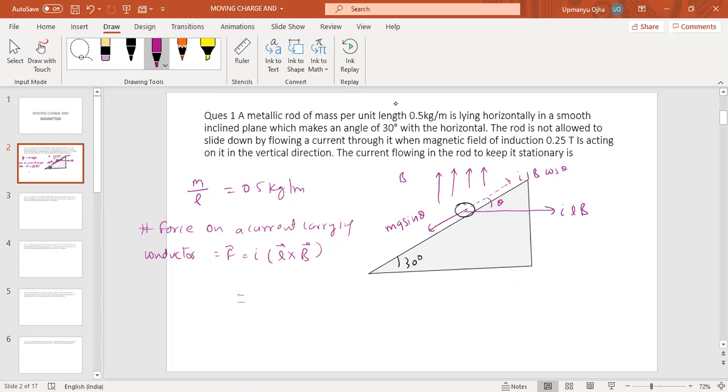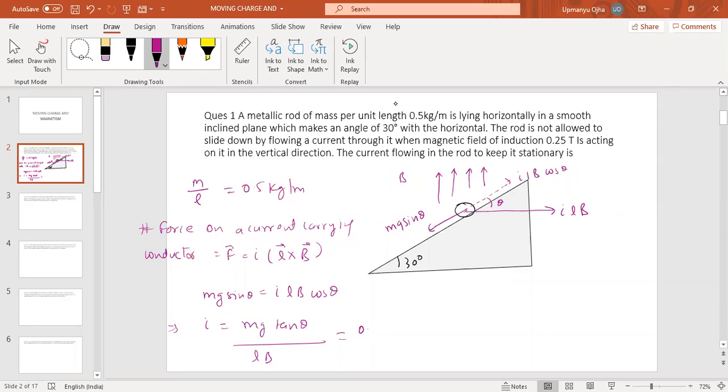If the rod is not allowed to slide down, it means that mg sin theta, the force component, should be equal to the force due to the magnetic field, that is I L B cos theta. From here, the current flowing will be equal to mg tan theta by LB.